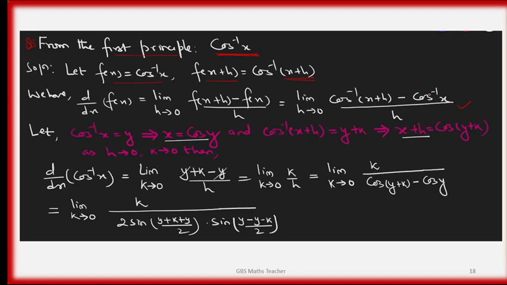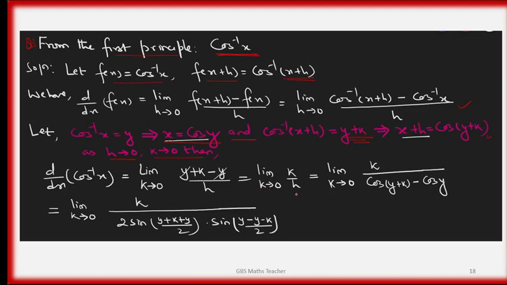This step is like this. Suppose cos inverse x is y, and that implies x is cos y. Remember, cos inverse x equal to y, that's why x is cos y. Similarly, cos inverse (x+h) equal to y plus k, that's why x plus h equals cos(y+k), as h tends to 0 and k tends to 0. Then the derivative of cos inverse x equals the limit as k tends to 0 of (y+k) minus y, since cos inverse (x+h) is y plus k and cos inverse x is y, all by h.